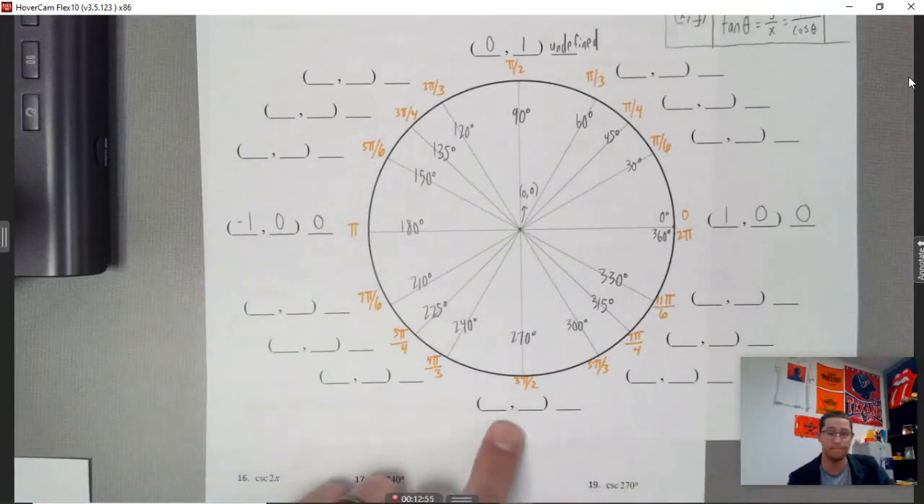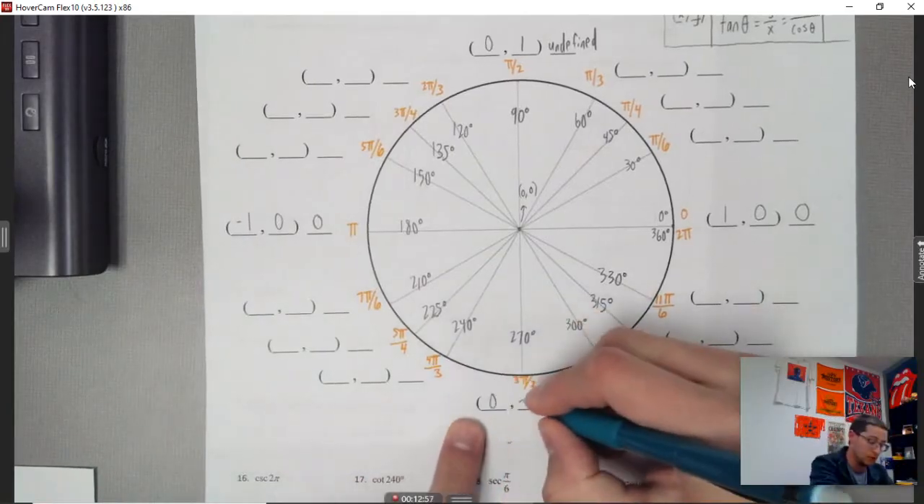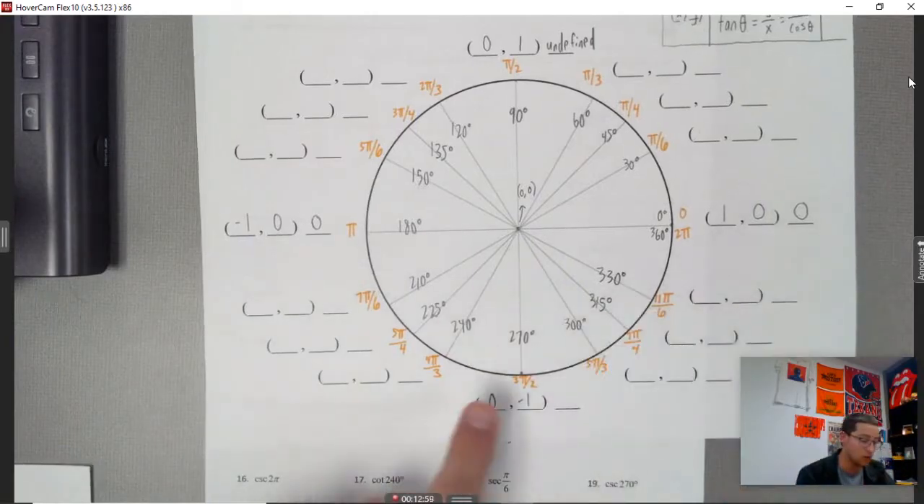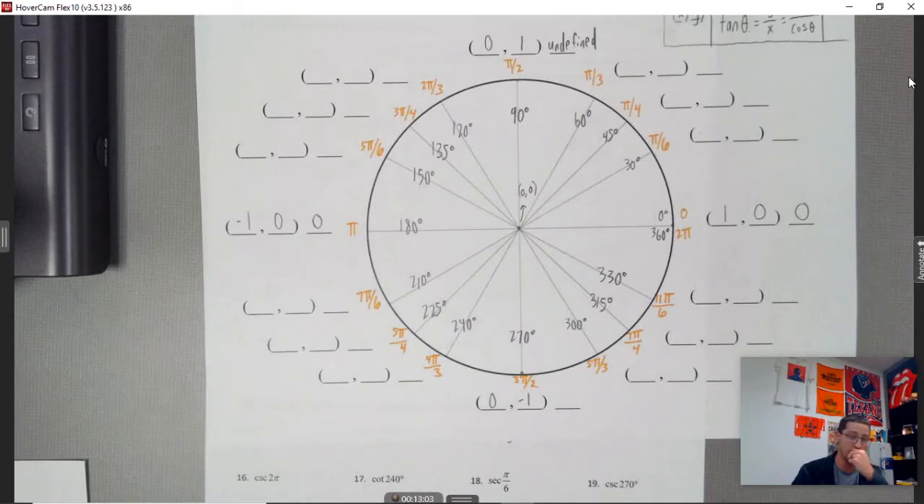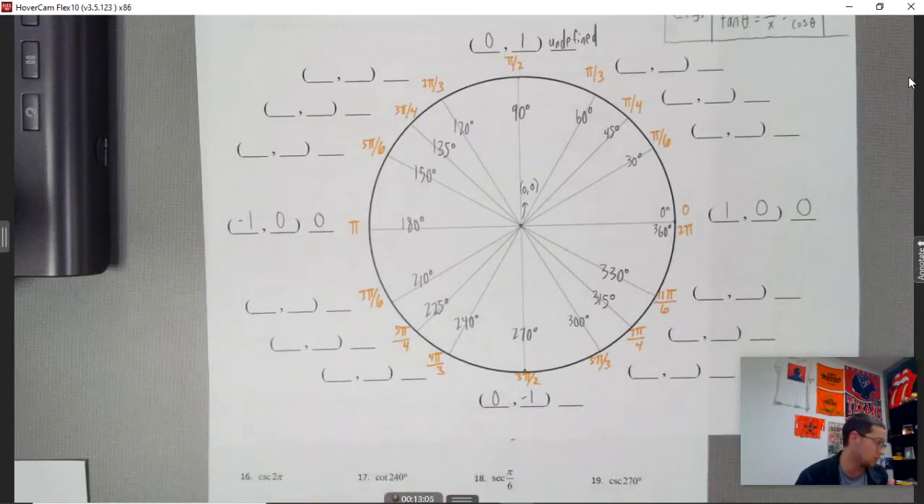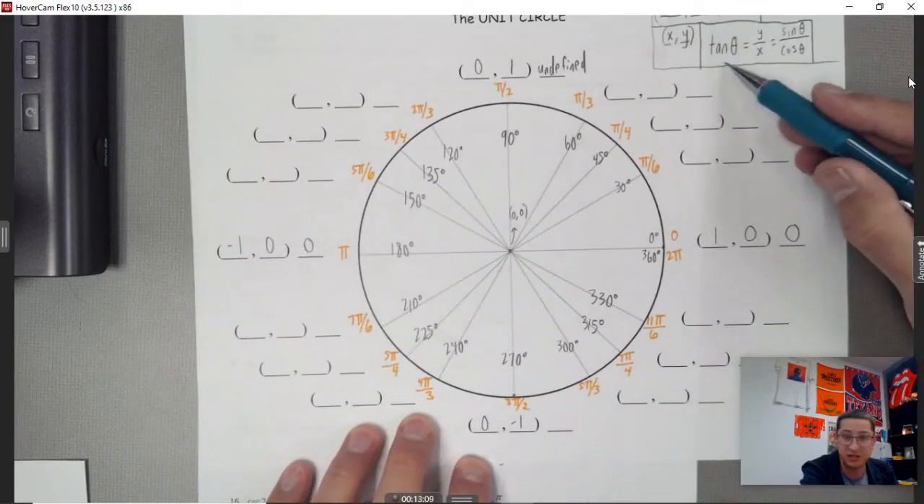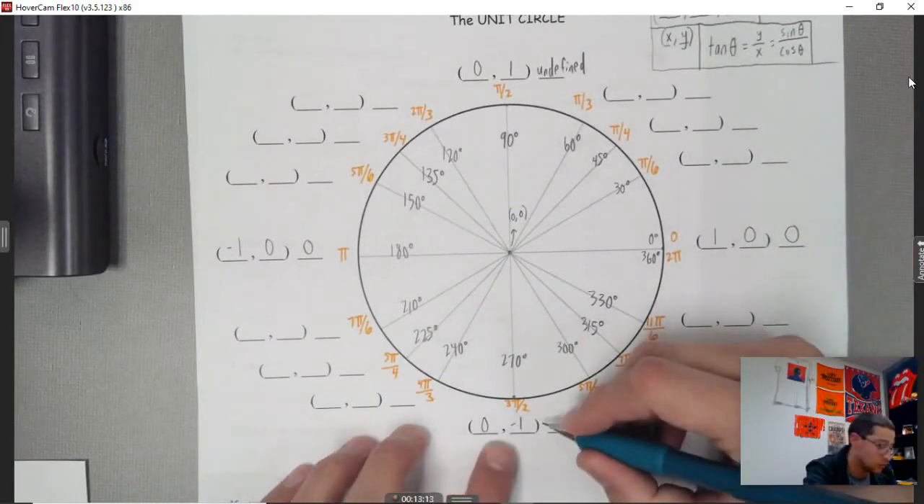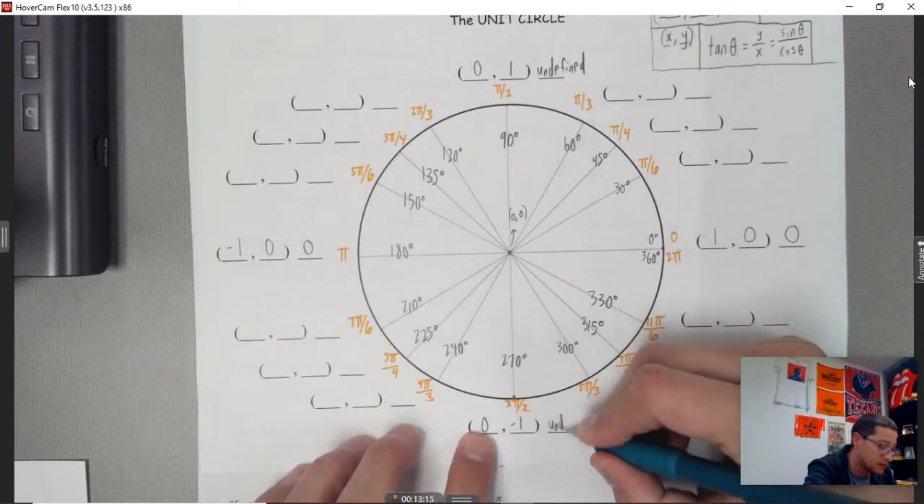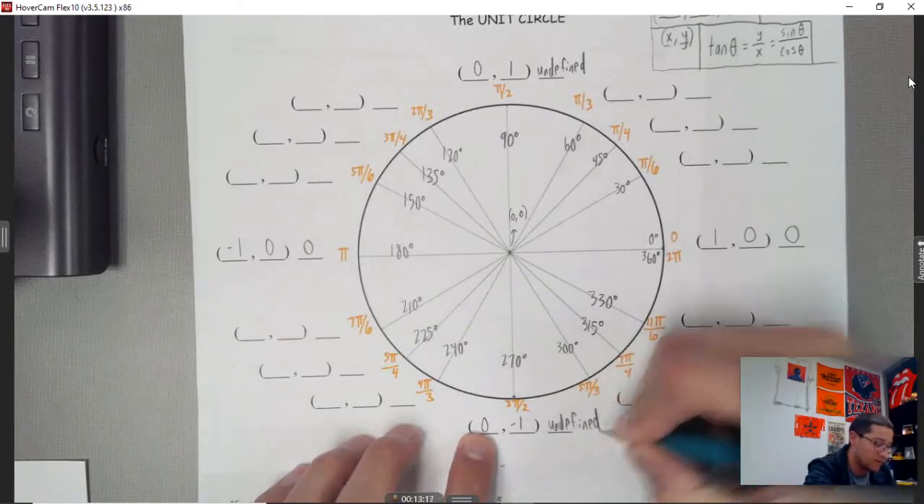Down here, 0, comma, -1. Again, that's the coordinate at that particular spot right there. And it's 0, -1. What do you think the tangent is going to be? Well, because my tangent of theta is y over x, we can't divide by 0. This is once again going to be undefined.